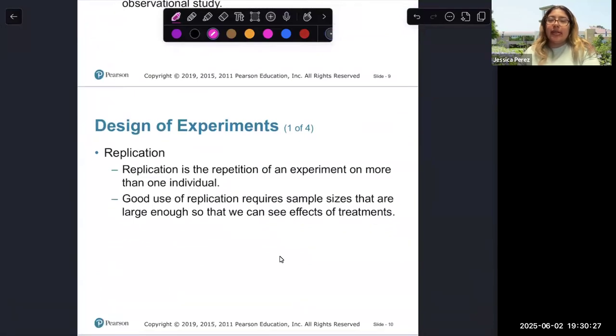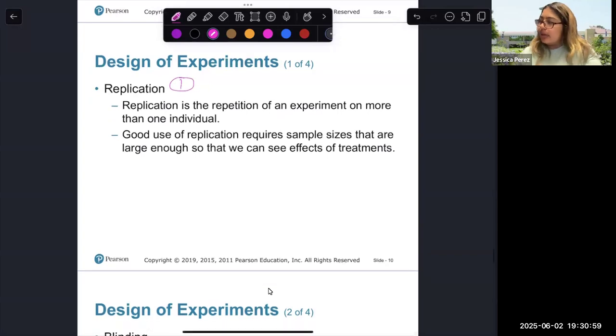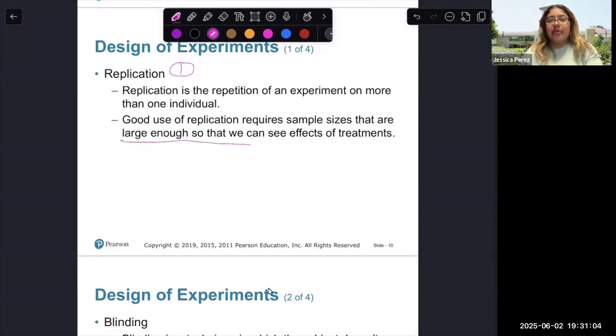How do we design experiments? Well, one of the things is replication. Replication is the repetition of an experiment done on more than one individual. Good use of replication requires sample sizes that are large enough so we can see effects of treatments. So what does that mean for us? That means that the larger the sample we have, the better we can see the effects of the treatment. So we do need a large enough sample.